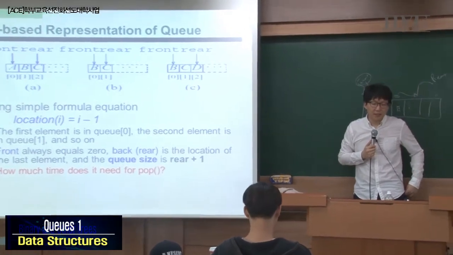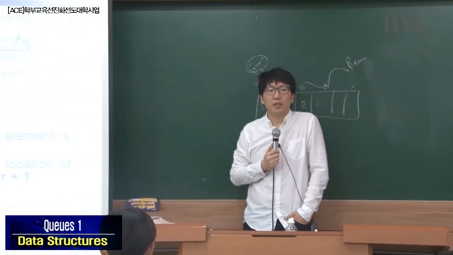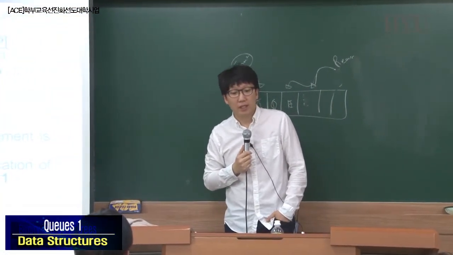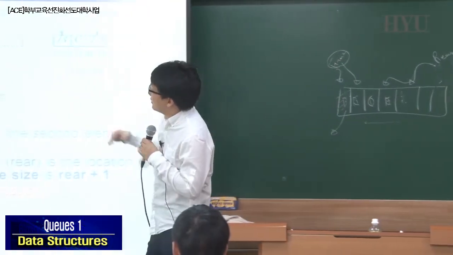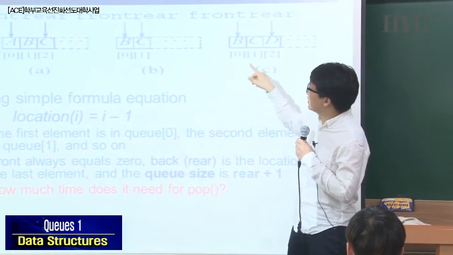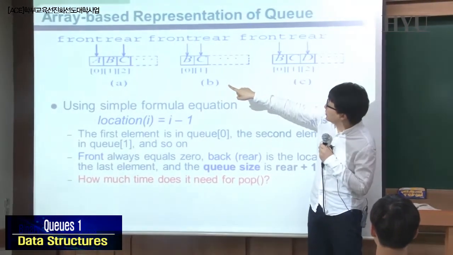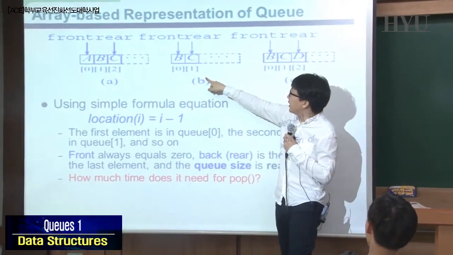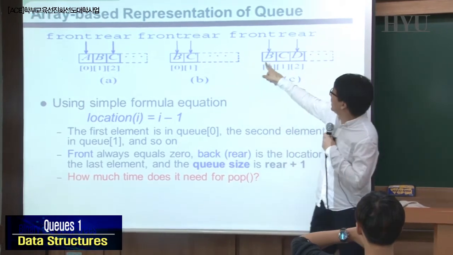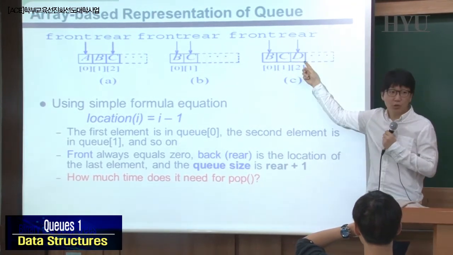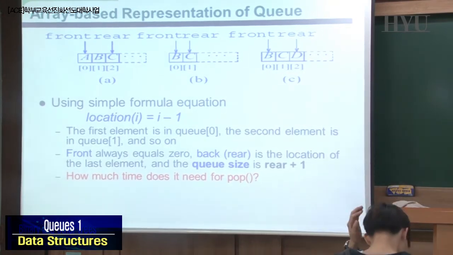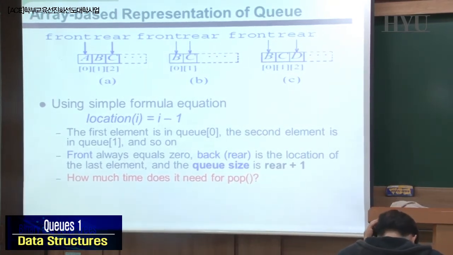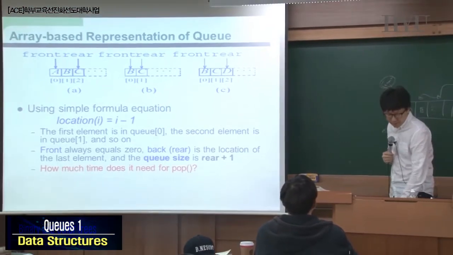How much time is needed for a pop or DQ? I'd like to take out A from a list. In this case, if you look at it this way, ABC was in there, and then they take out A, BC move there, and after that they add the new element D. Typical operations like adding D. So how much time does it need for the pop?